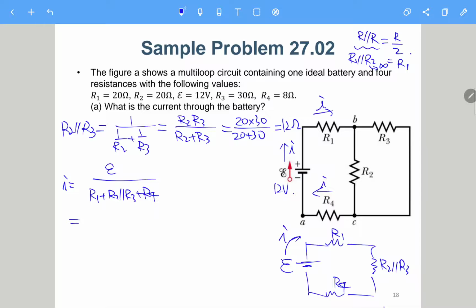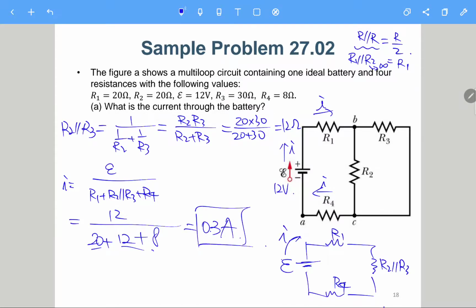So now we can substitute the numbers. E is 12 volts, R is 20 ohm, and then this is 12, and this is 8. So this is 20, 40. So it is like 0.38, 0.38 for part A.